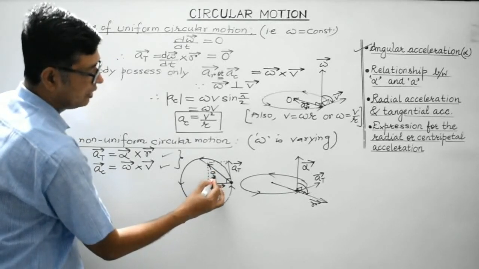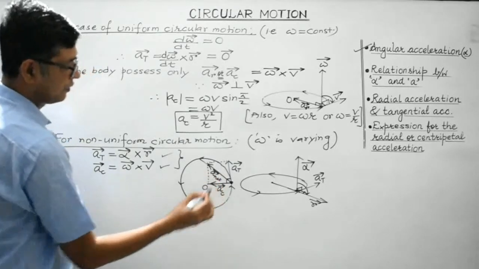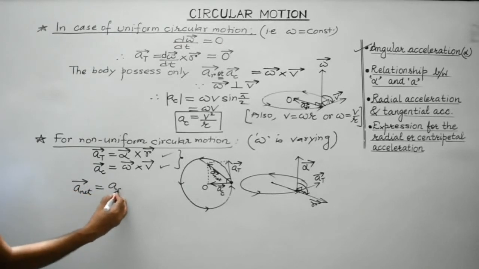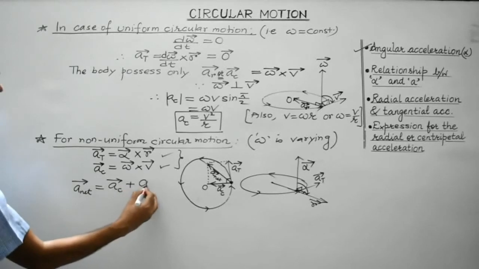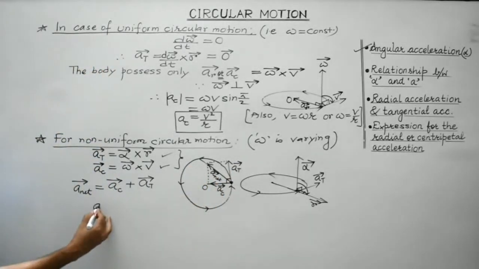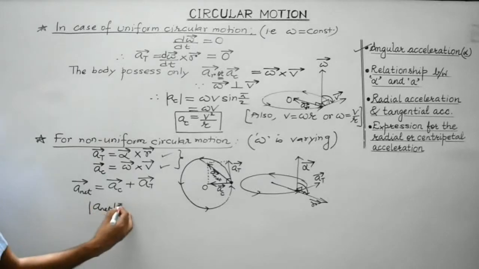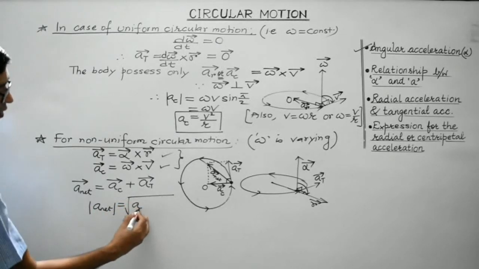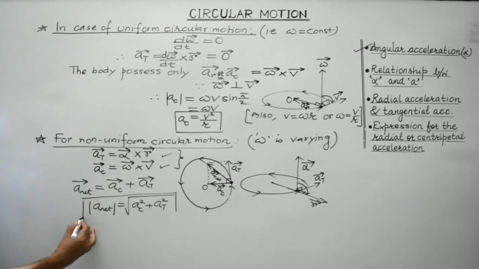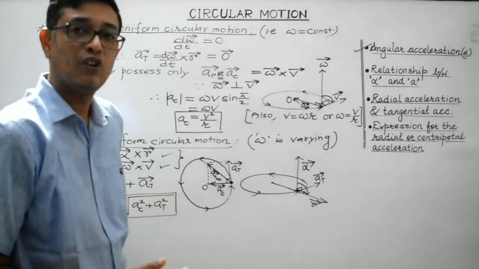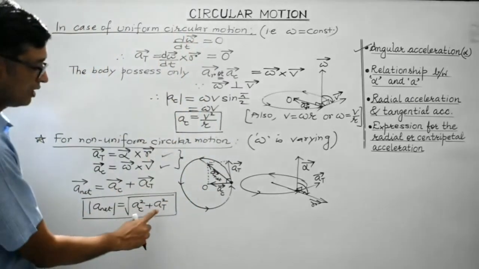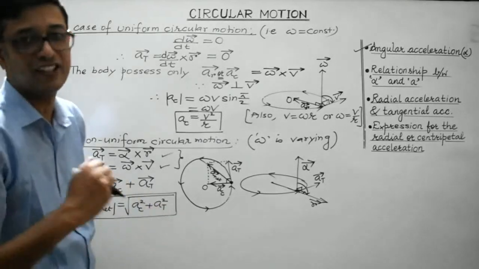This is A net. A net is equal to the vector sum of the centripetal or the radial acceleration and the tangential acceleration. This is in vector form. Since these two vectors are perpendicular to each other, what would be the magnitude of the resultant acceleration? It will be given by the square root of AC square plus AT square. This is the formula for the magnitude of the resultant acceleration of the body executing non-uniform circular motion, right? In case of uniform circular motion, AT is 0, so the net acceleration will be equal to the centripetal acceleration.